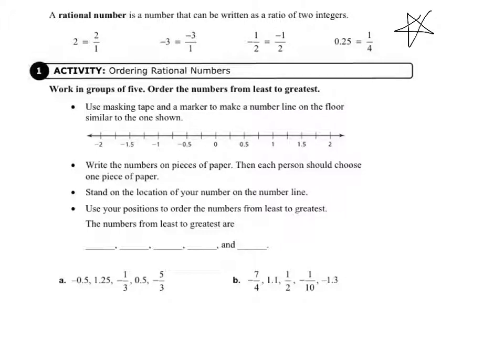And for activity 1, we're going to be ordering rational numbers. It says work in groups of 5, and we'll be doing that in class tomorrow. But for this activity, we're going to do letter A so that you'll understand exactly what you'll be doing. So it says we're going to be ordering the numbers from least to greatest, and there will be a number line that has numbers like the ones that are shown on the number line here.